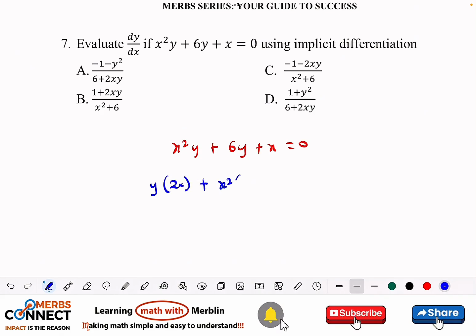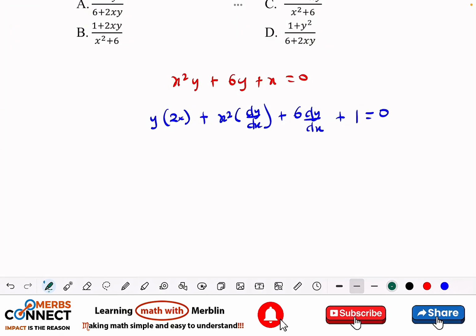Now I maintain x squared and differentiate y and get dy over dx plus. When I differentiate 6y, I'm going to have 6 dy over dx plus. When I differentiate x, I'm going to get 1, which is equal to 0. So I'm going to have 2xy plus x squared dy over dx plus 6 dy over dx is equal to minus 1. When I move plus 1 from the left to the right, I get a negative.